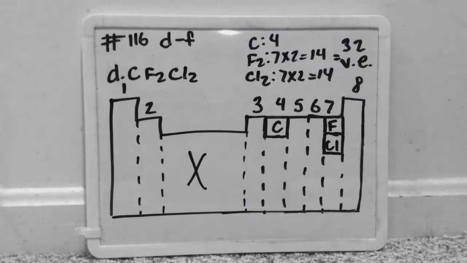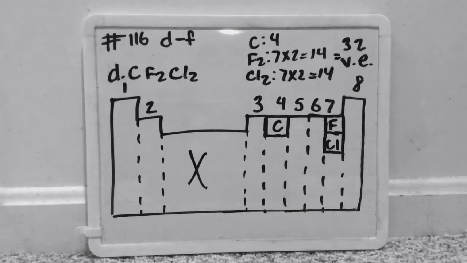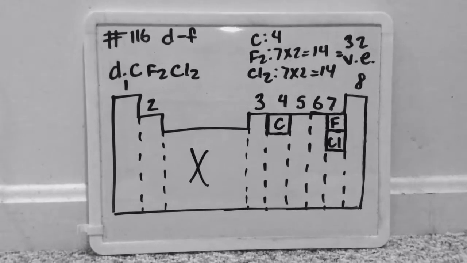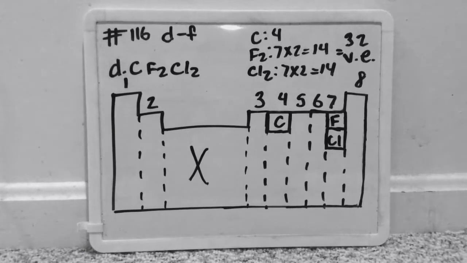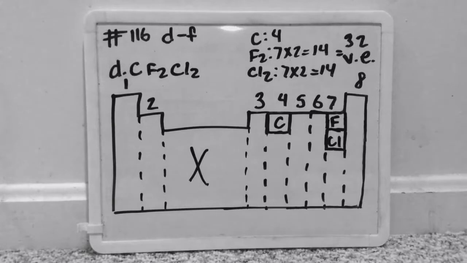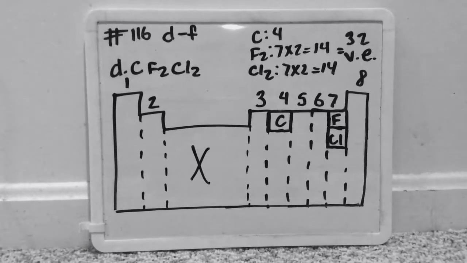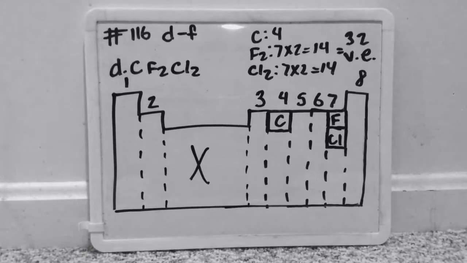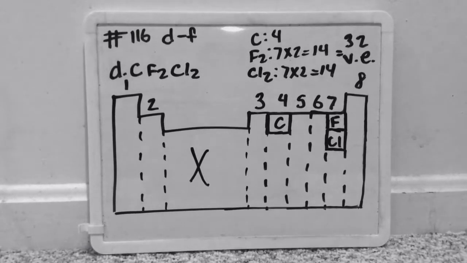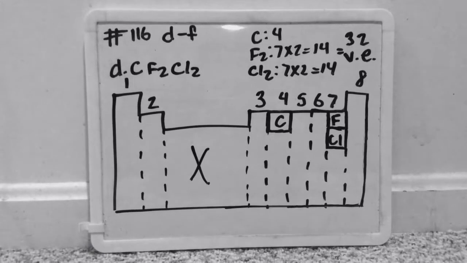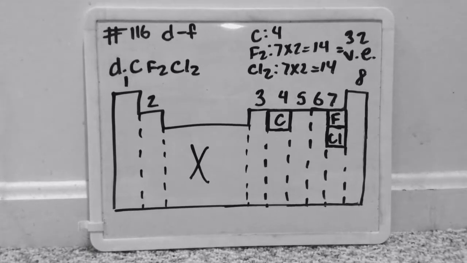So, let's start with CF2Cl2. First, we need to find the total number of valence electrons to know how many electrons we need to draw. You can do this by finding each individual element on the periodic table and counting which column it is in, excluding the transition metals. So C has 4 valence electrons, and F2 and Cl2 have 14 each, totaling 32 valence electrons altogether.